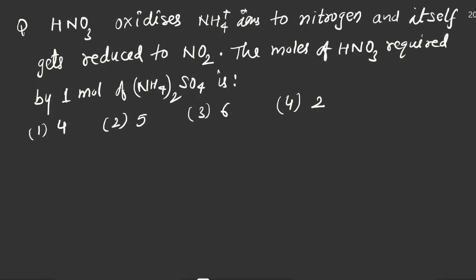Just calculate the N factor of HNO3 to NO2 and NH4 plus to N2, and then equate the number of equivalents. No need to balance, beta. That's why I am giving you practice of so many questions, so that if you keep getting stuck in it, you will only keep balancing. We have to avoid balancing.